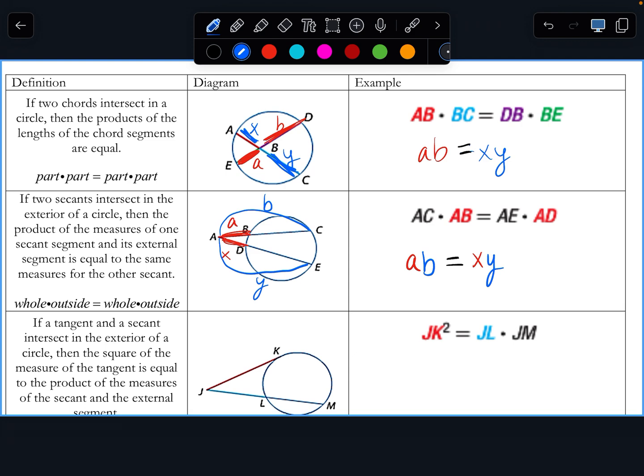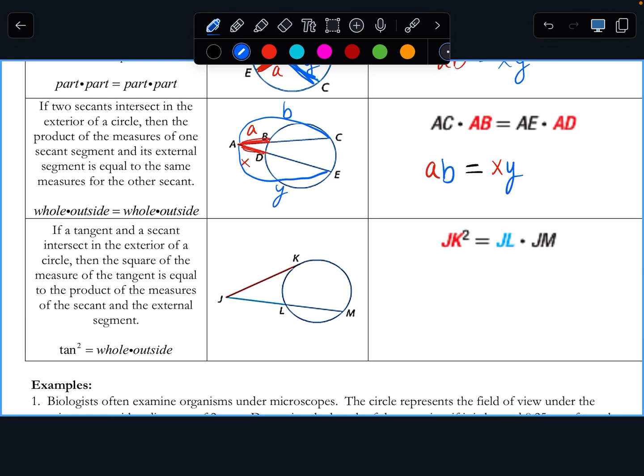And then this one is very similar to the one on top. It's just that now you have a tangent, so that one's a little weird, but it's basically the same, like part sticking out. So I'll do A times the whole thing, B, equals, and the way I think about this one is the part sticking out, X, times the whole thing, X. So it's X times X, so I just write X squared. That's how the formula is too. But the reason it's squared is because you're still doing the same thing to set it up.